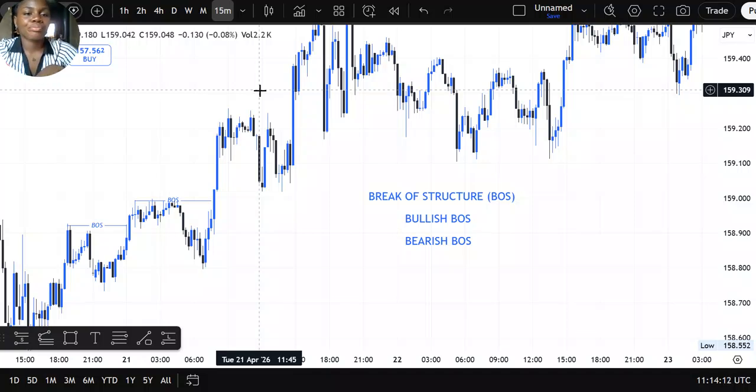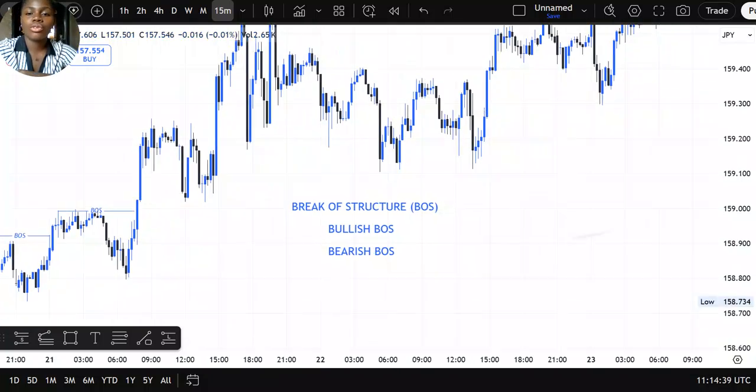So that's really all there is to know about break of structure. And break of structure is important because it helps you to confirm the trend, like I already mentioned, and you don't trade against the structure. I mentioned this too. You don't trade against the structure. So if it's an uptrend, you have to look for buys. If it's a downtrend, you have to look for sells. And same goes for the bearish.